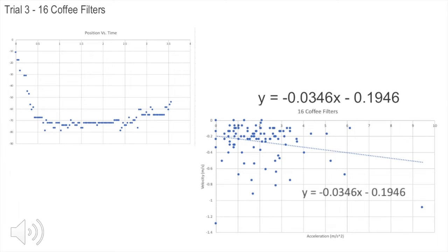Here you can see the data for dropping 16 coffee filters on a position versus time graph and a velocity versus acceleration graph. You can see on the position graph that the added weight to the filters makes it drop a lot faster with less flutter compared to the position graph of the 1 filter.